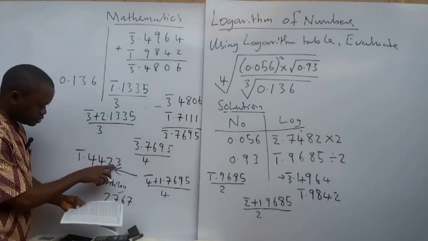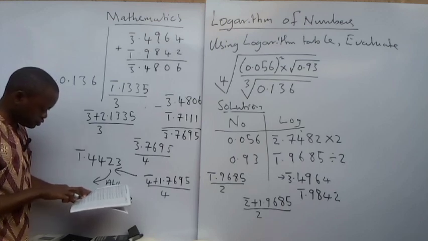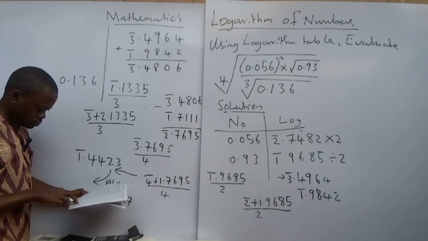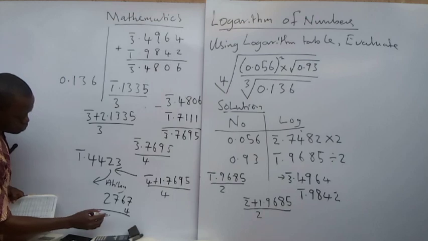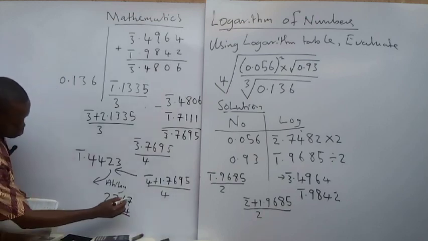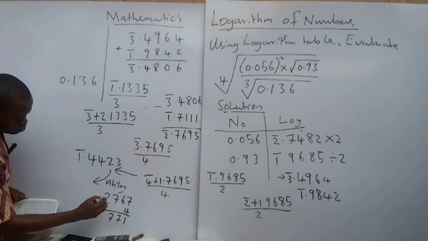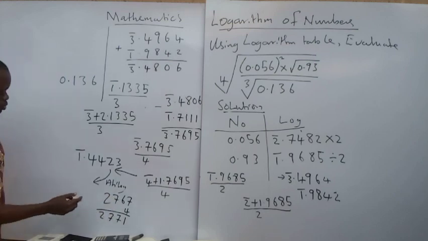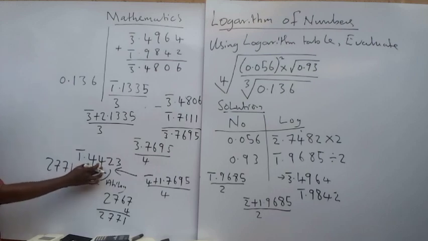2767. I'll follow that line and check the difference 3. 0.44 under 2. So the difference 7 is 4. The difference 7 is 4. Okay, I'll add 4 here. And then I will now get 7 plus 4, 11, write 1, carry 1, put it here. In this 6, it becomes 7. Bring down 7, bring down 2. So I now have 2771 from the antilog of this. Give me this.